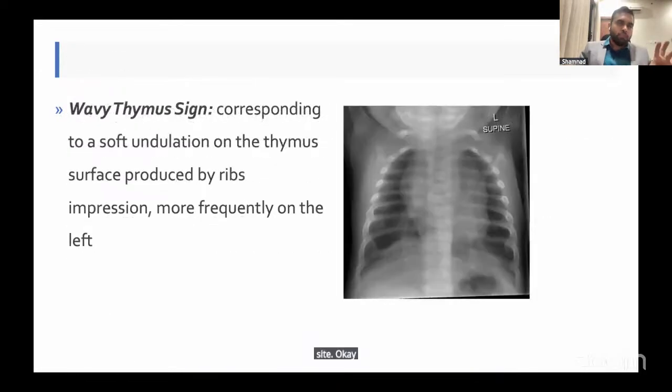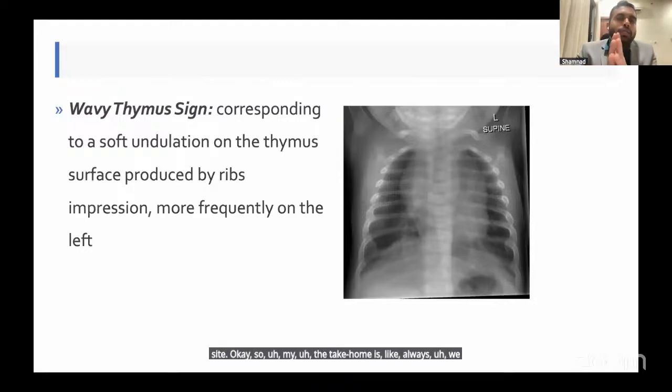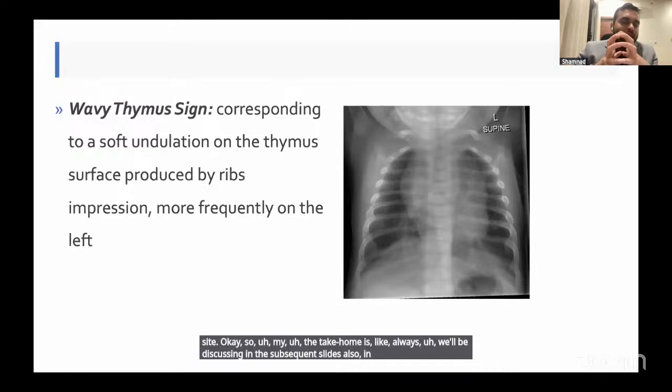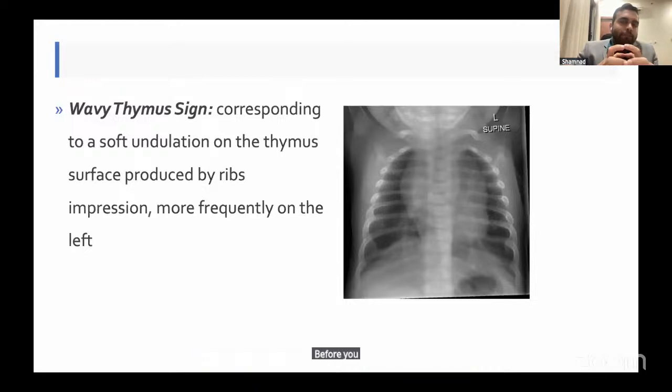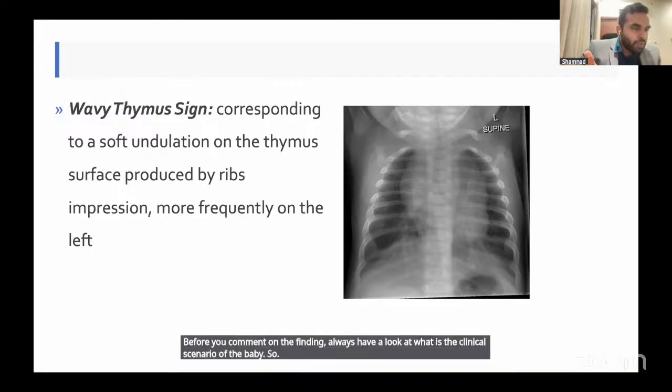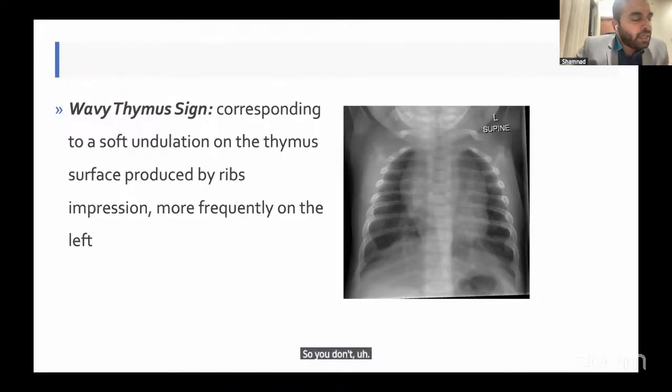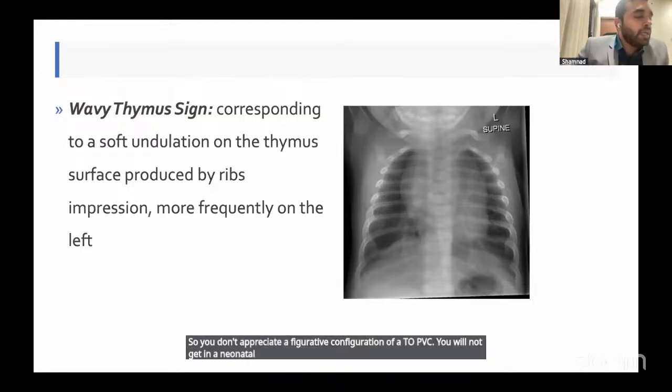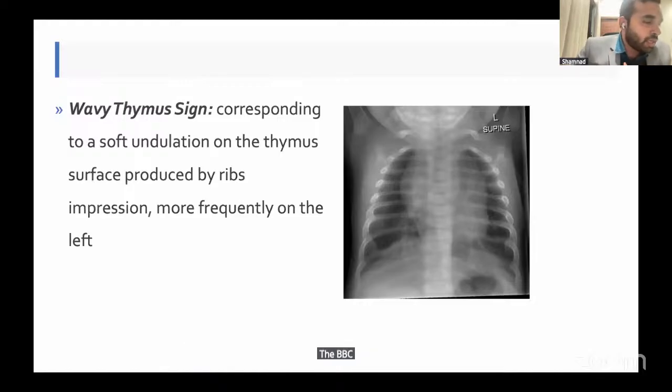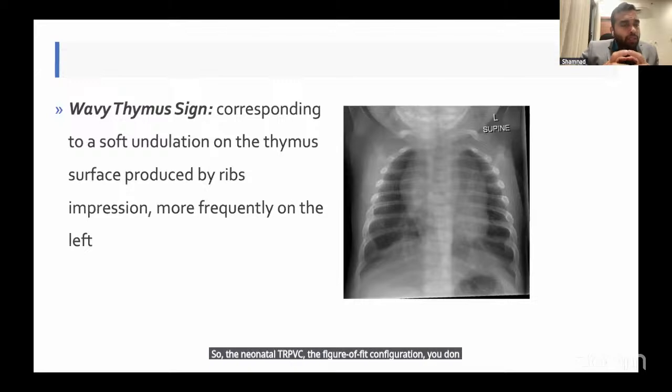Okay. So my take home, which we'll always be discussing in the subsequent slides also: in any case of neonatal X-ray, before you comment on the finding, always have a look at the clinical scenario of the baby. I see so many boxes of figure of 8, figure of 8, figure of 8. You will not get the figure of 8 configuration of a TAPVC in a neonatal X-ray. The neonatal X-ray, TAPVC mostly mimics what cardiac condition? You people can put it in the chat box. So the neonatal TAPVC, the figure of 8 configuration, you don't get it in the neonatal period.